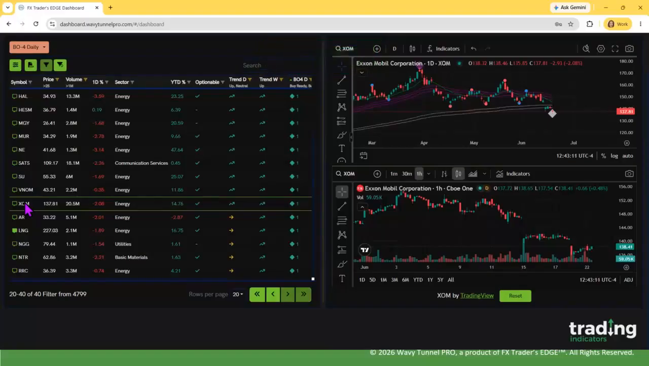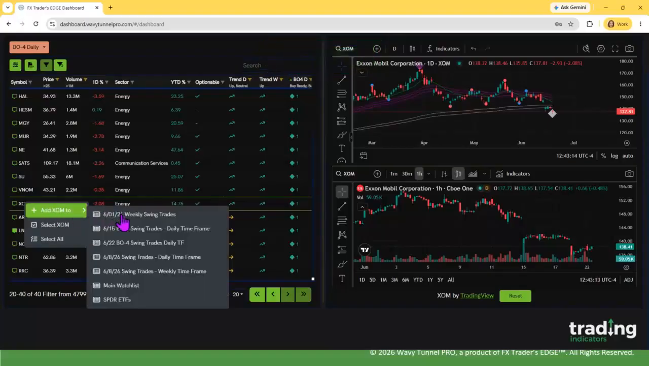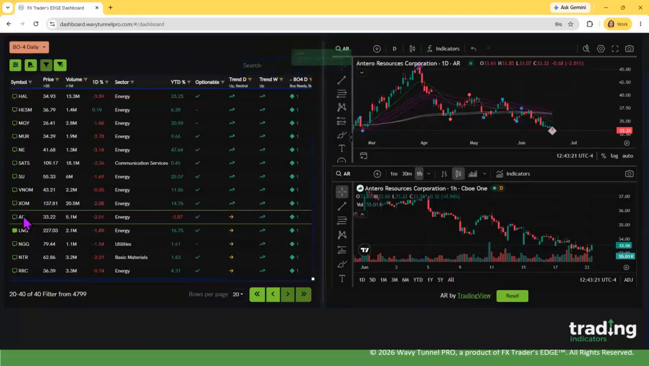XOM, same situation. I'll put it on the watch list. AR, not going to put this on the watch list, and you probably know why already. The reason is that the wave is crossing down below the tunnel on the daily.